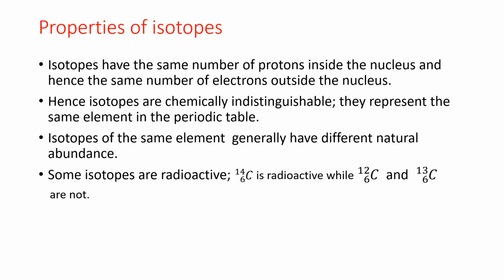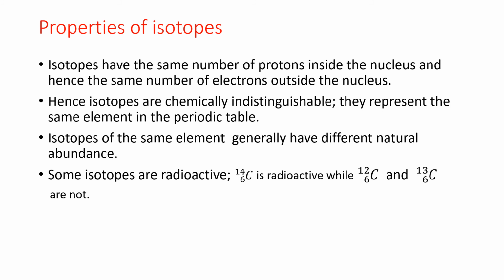We will again summarize very quickly the properties of isotopes. As I have already mentioned, they have the same number of protons and therefore also the same number of electrons outside the nucleus. They are chemically indistinguishable. They represent the same element in the periodic table. In fact, that is why they were called isotopes, because they occupy the same place in the periodic table. You can distinguish them using the periodic table.